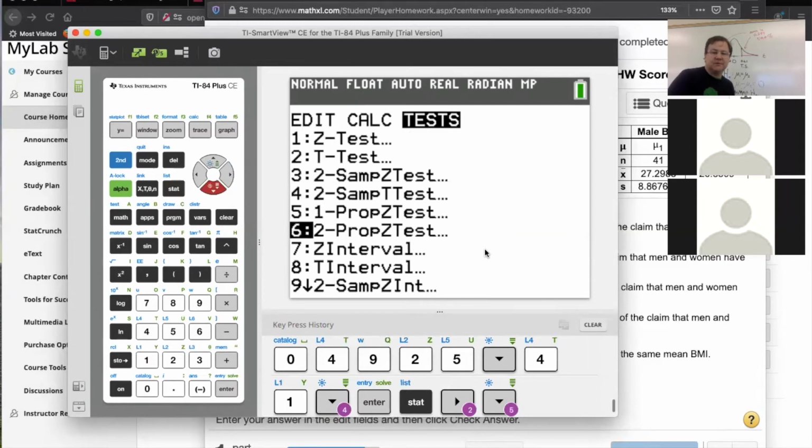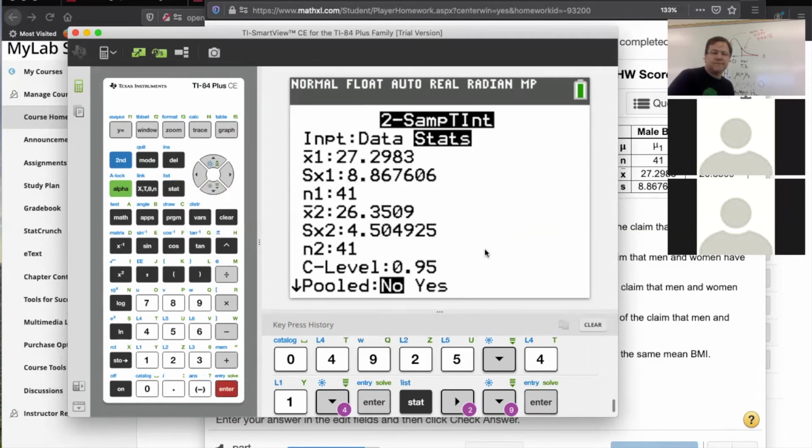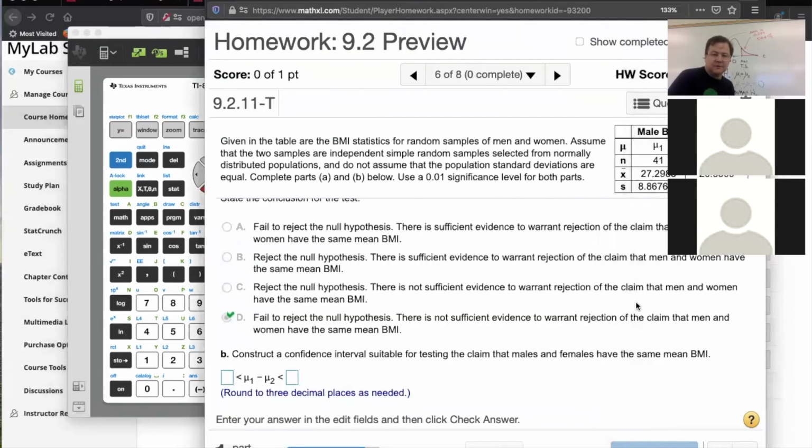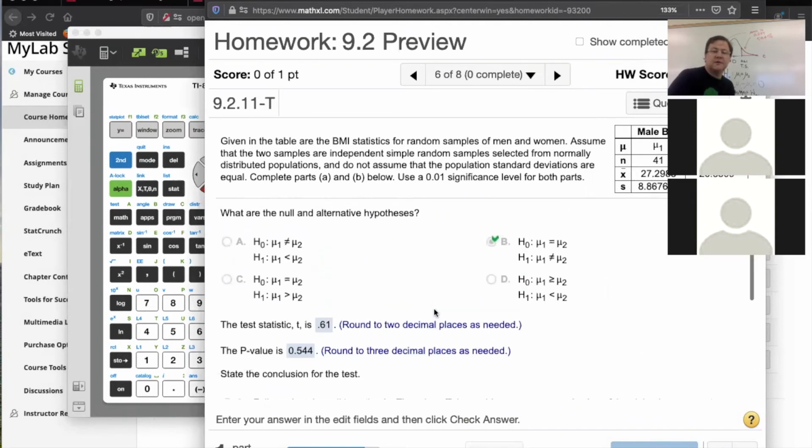So not that one. I think it's that one, right? 2 sample t interval. Yeah. And actually, it's not too much work because all of the numbers that I entered in before are still in there. This part's different though. What's the confidence level? Anytime you do a confidence interval, you need a confidence level. What do you think?